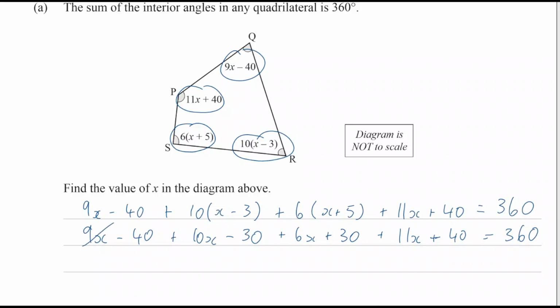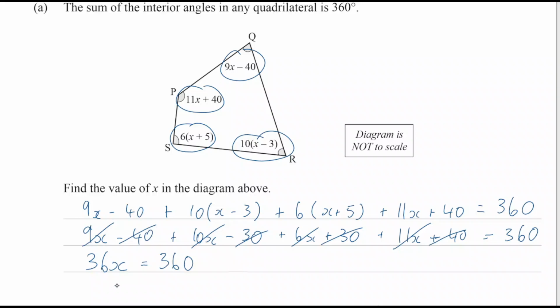So we have 9x plus 10x, which is 19x, plus 6x, that's 25x, plus 11x, that's 36x. For the constants, there's a plus 40, minus 40, so they cancel. There's a plus 30, minus 30, so they cancel. And we're left with 0 on that side. But then on the right, we still have 360.